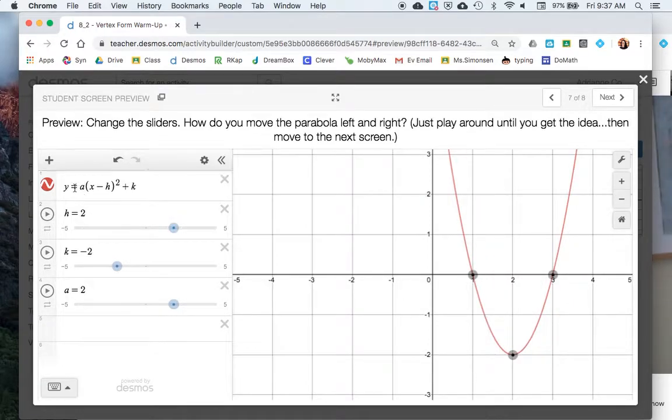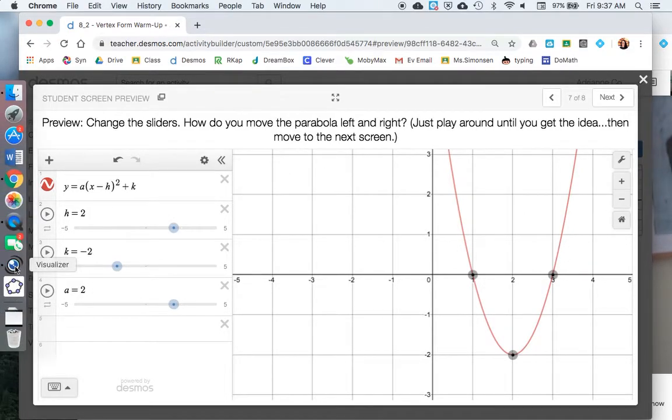So if it's in this form, it's called vertex form, we can see what the vertex is, okay? Right now, h is 2 and k is -2, and so the vertex is located at 2, -2. And then we have a stretch, all right? So let's go to our notes.